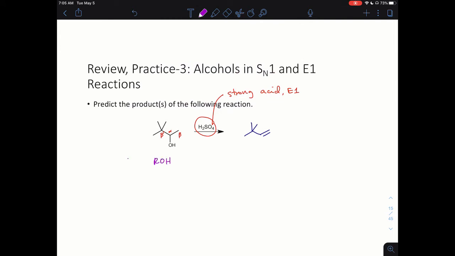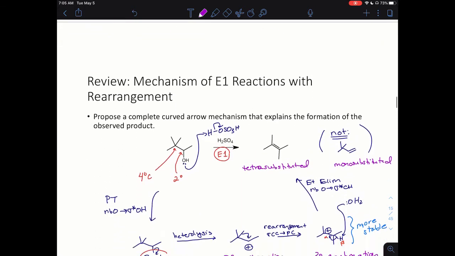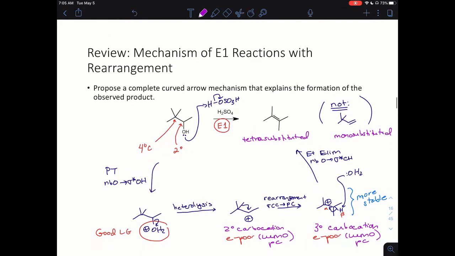It has two beta carbons, but this one doesn't have any hydrogens. So there's really only one possibility, right? This is the product, yeah? Elimination at the only beta carbon that exists. What do you think? Yeah, you're not going to fall for this trick. So actually, what we observe is this alkene, the tetrasubstituted alkene.